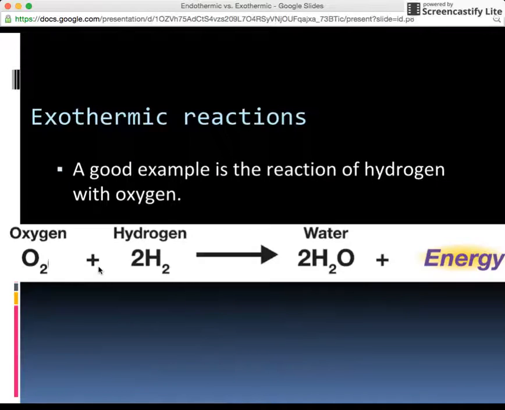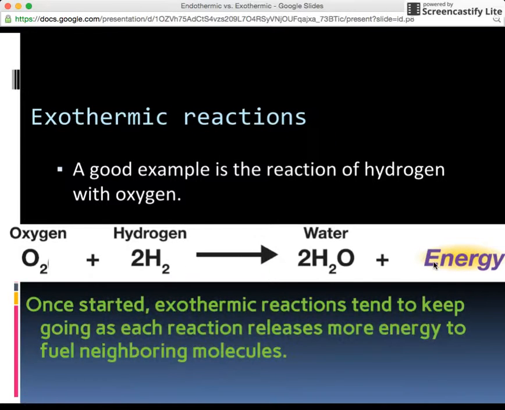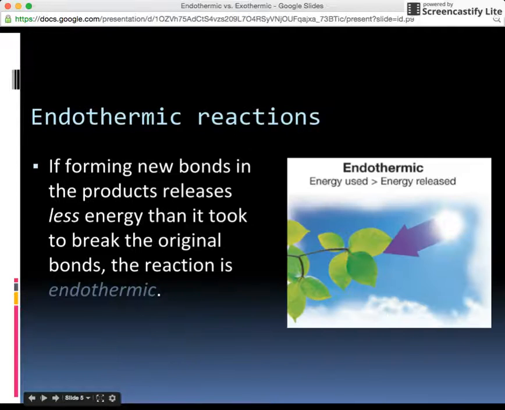And some examples we see with that is oxygen reacting with hydrogen to create water. So this is the synthesis of water, and from this we get a ton of energy. And this is actually quite interesting. Once this energy is created, that's enough energy to propel the next reaction, which propels the next reaction. So we end up having a domino effect.